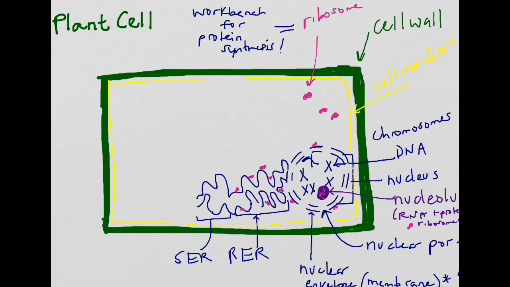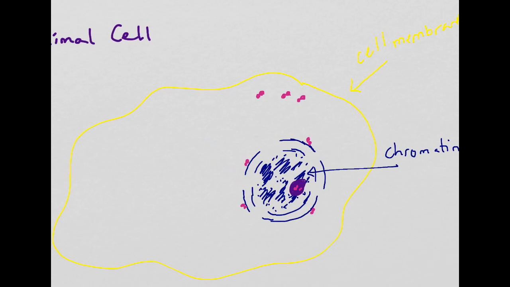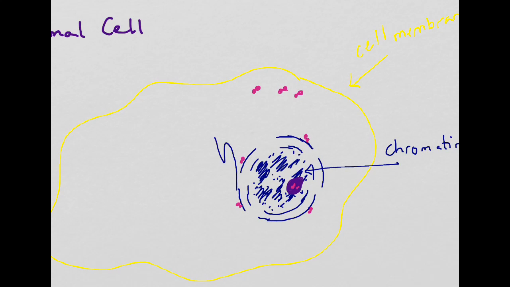Okay, I'm not going to draw that in here because this is not a muscle cell. This is a plant cell. Let's go look at our animal cell and draw in our ER again. We're going to draw the rough ER being continuous with the nuclear membrane.